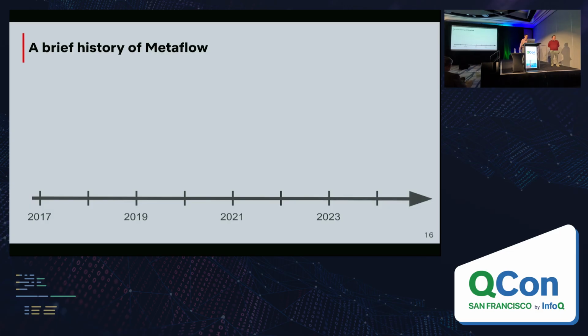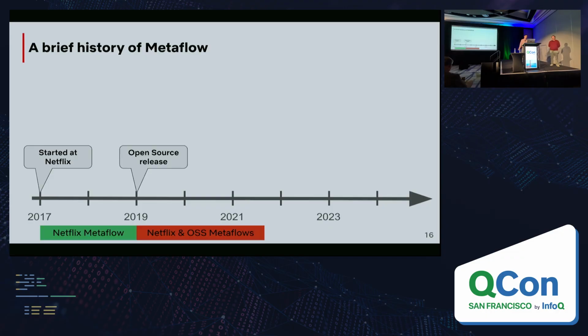To finish off this section, I'll just give a brief history of Metaflow. It started out in 2017 at Netflix. I wasn't here at the time, David was. But I came around 2019 when it was open sourced at AWS re:Invent at the end of 2019. At that time, we had effectively Netflix Metaflow and then an open source Metaflow, which were kind of separate. We had to rewrite part of it to do this.